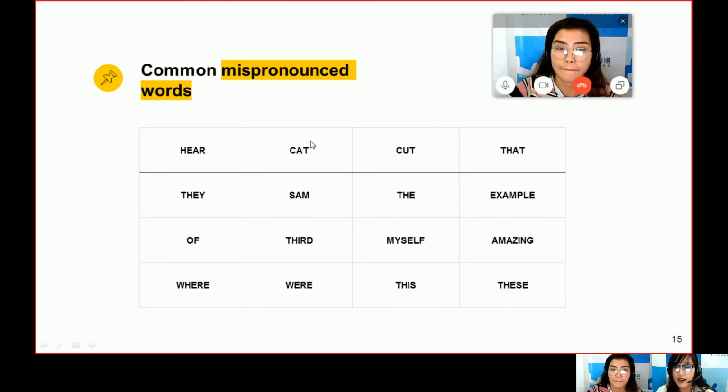Sometimes cut, cat, caught. Cat and cut, caught, cut. So I think you're good with your pronunciation. There's no problem.